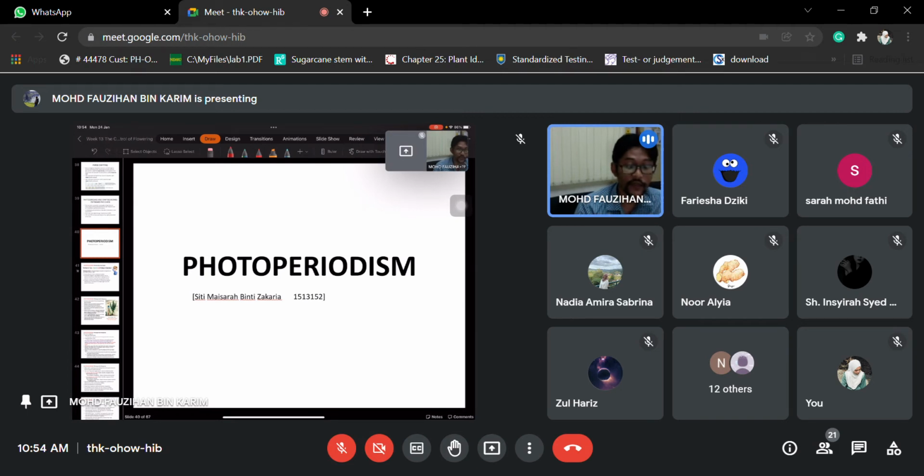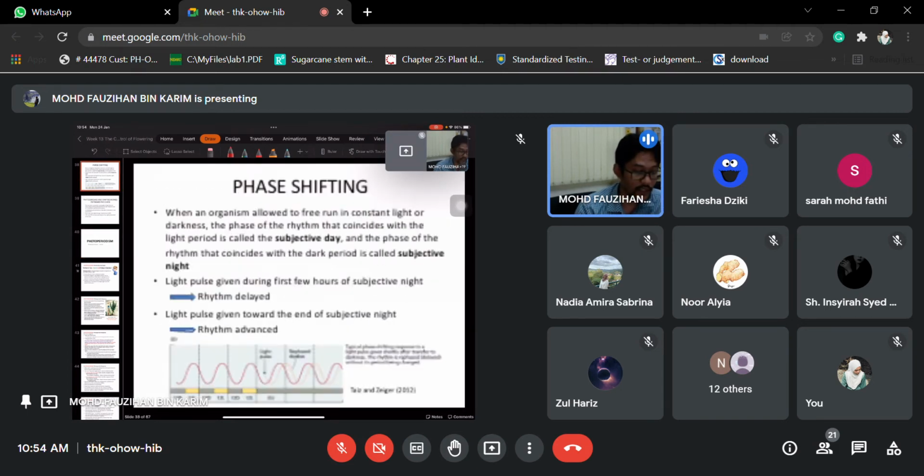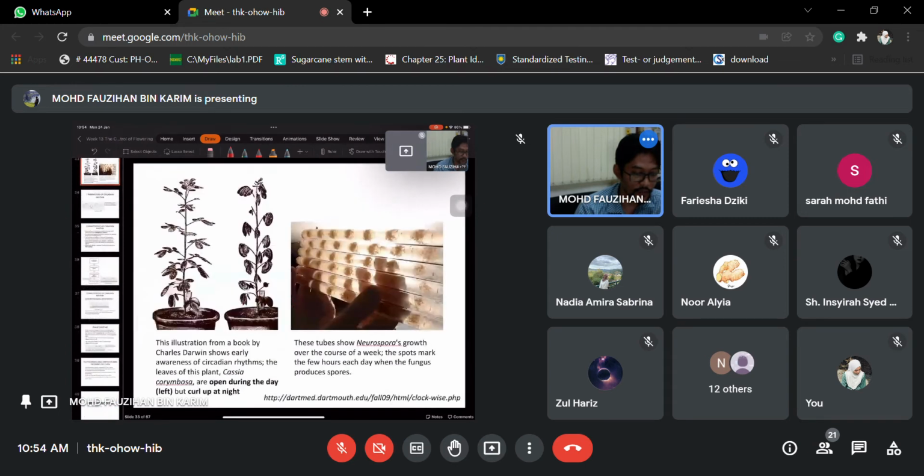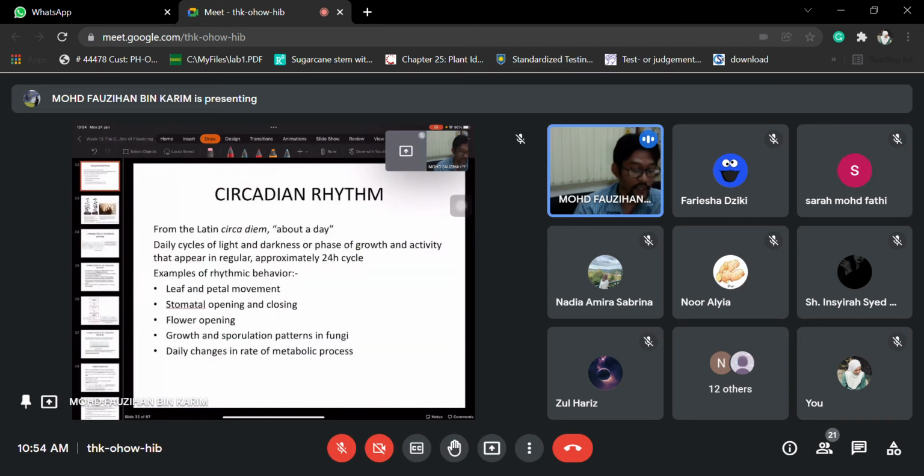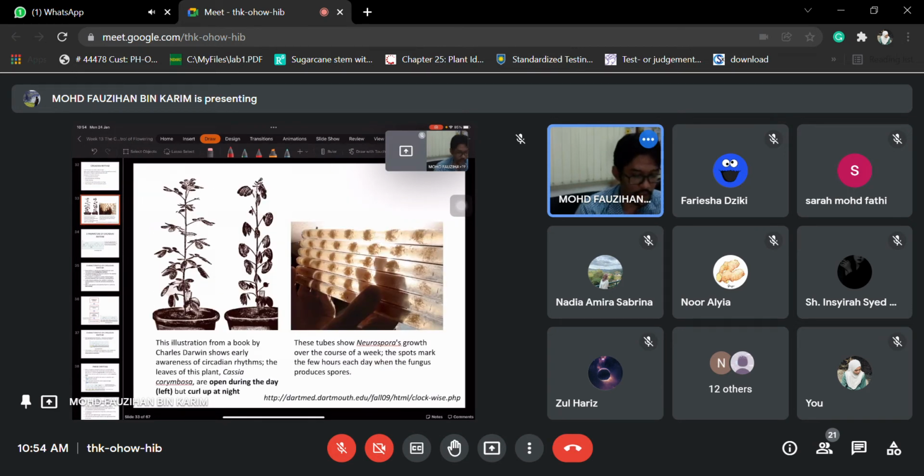So it affects, like I said, for example, it determines the leaf and petal movement, determines the stomatal openings, closings, flower openings, growth and sporulation pattern in fungi, daily changes. Okay, these are some of the physiological behavior happens, all right, because of the circadian rhythms. That is the principle. Don't have to go more details, I guess.